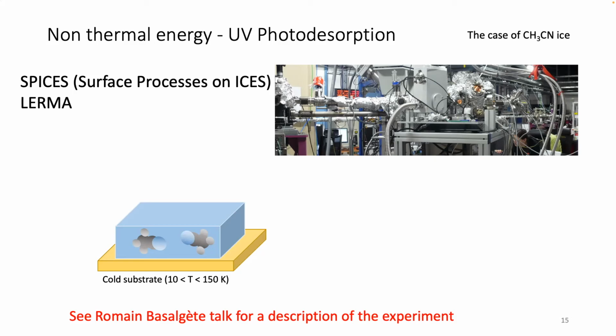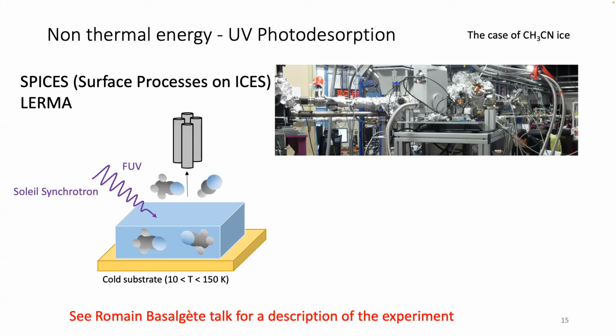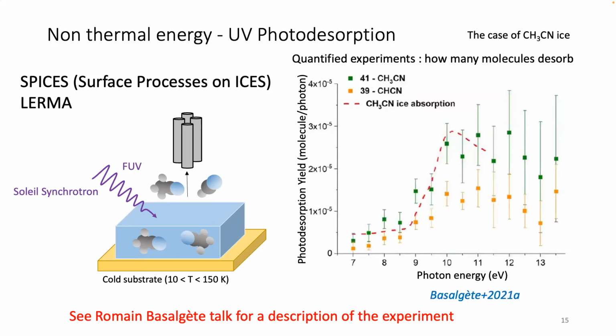So I will talk about the acetonitrile ice, which is a recent study published by Romain Basalgète. First of all, we grew the acetonitrile ice on a cold substrate. Then we sent some far-UV photons that come from the SOLEIL synchrotron. And then we look at the molecules desorbing from this ice through mass spectrometry. And what we want to do is a quantified experiment. That means to know how many molecules desorb from the ice. So we have a way of doing that.